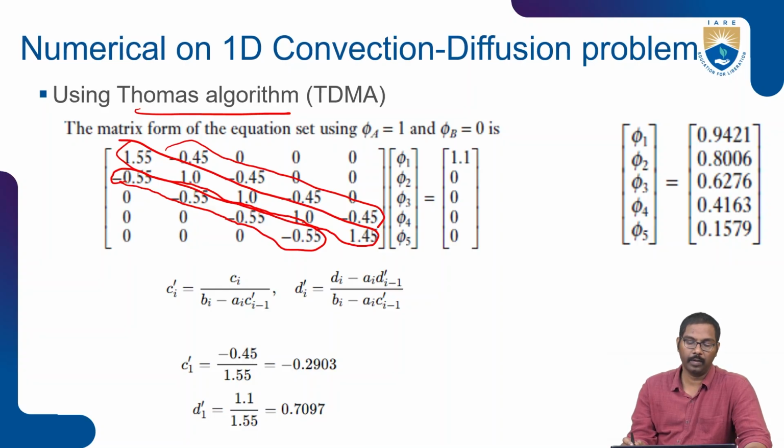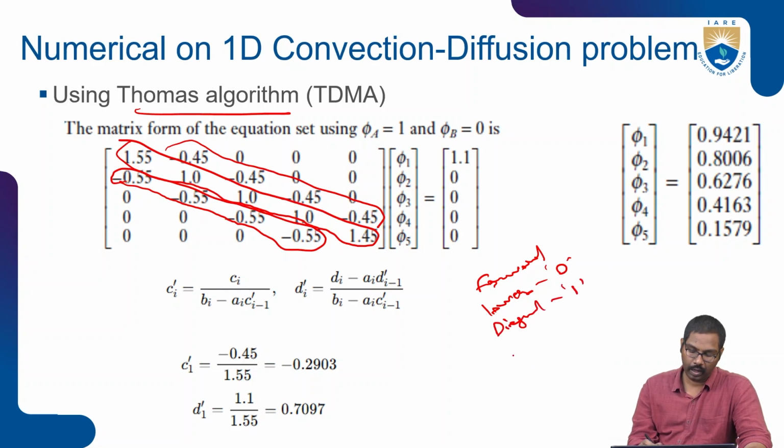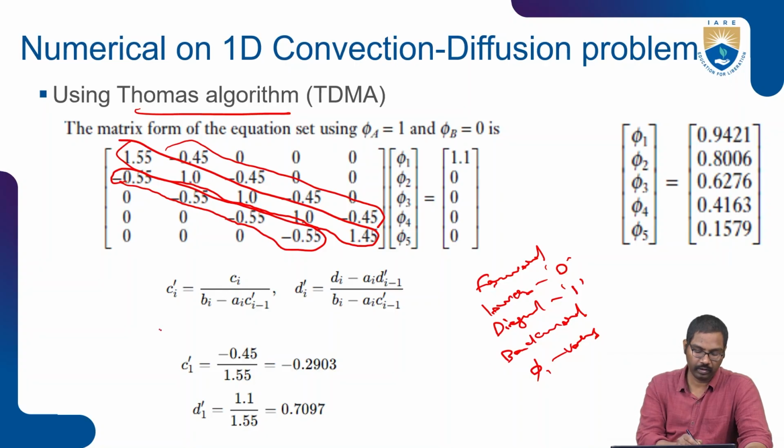This tridiagonal matrix method is a two-step process. In the forward step, all the lower diagonal elements are made 0 and the diagonal elements are made 1, and in the backward step we go from the bottom to the top, so that solving them will give all the unknown phi values. We are going to do the row manipulations by using this formula.